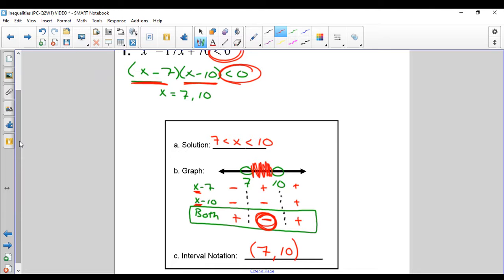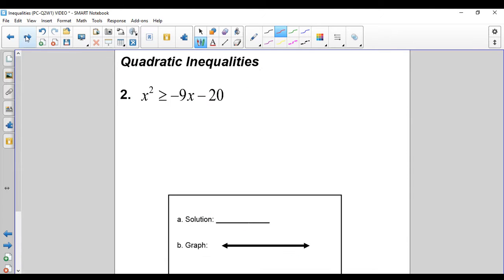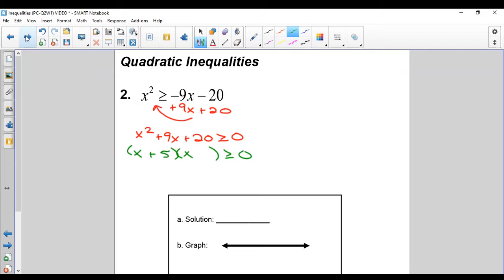Second one, last one, quadratic wise, is this. Got to get x on one side, or everything on one side before you factor, obviously. Just get it over to the left. It's x squared plus 9x plus 20 greater than or equal to 0. Factor it out. Factoring, for the most part, is going to be pretty simple. There's other things to worry about here than factoring. Plus 5, plus 4. My solutions are negative 5, negative 4.